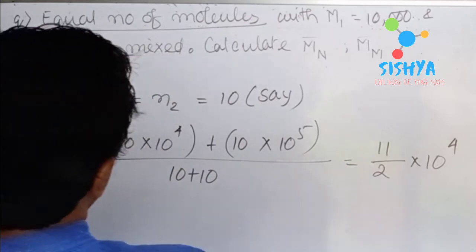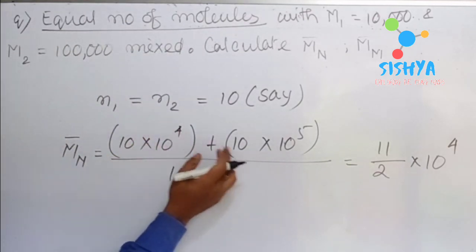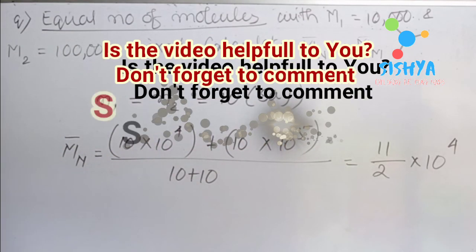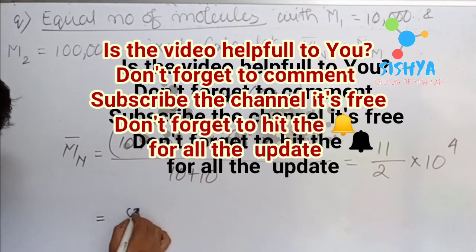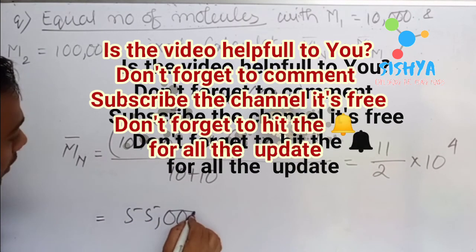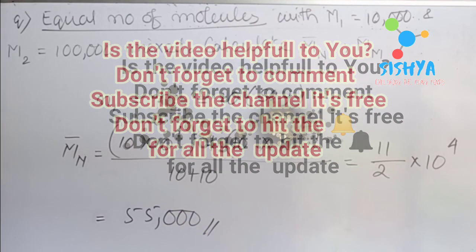This is simply that. It is 10 to the power 5 and 10 to the power 6, so I just take out 10 to the 4 as common, giving 10 plus 1, 11 by 2. So the value will ultimately be 55,000. Okay, thank you.